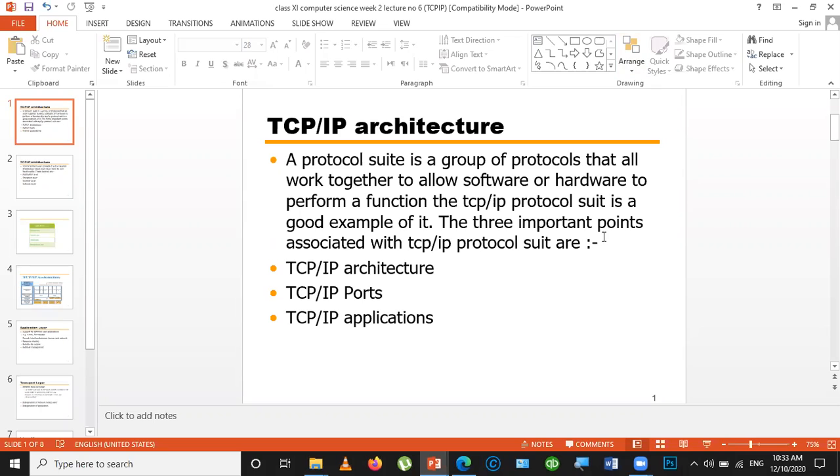Here we are having another topic, and this topic is for class first year. And today our topic is TCP/IP architecture. Before going further, we can see what is TCP/IP.